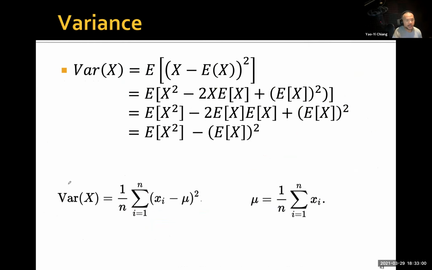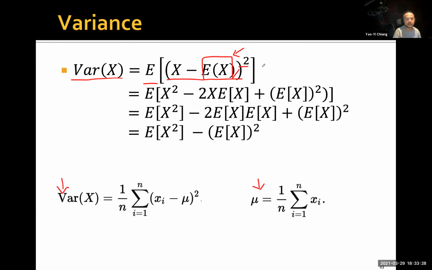Let's just look at how you calculate variance. Again, you should already know this, but for the completeness of this course, let's look at how you calculate the variance of a data set. The variance of a data set is the expectation of the squared difference between a data point and the expectation of the data point. This is the average of the data point and the square here.